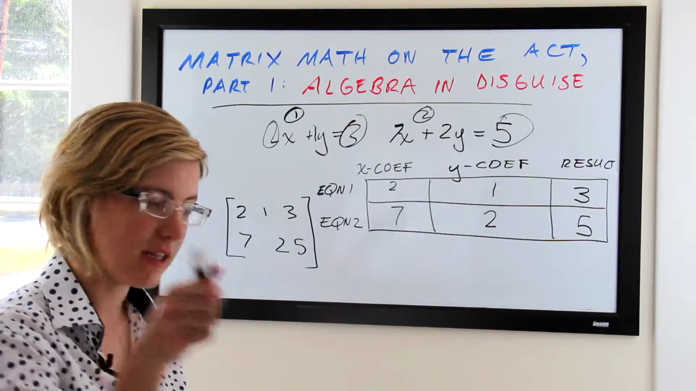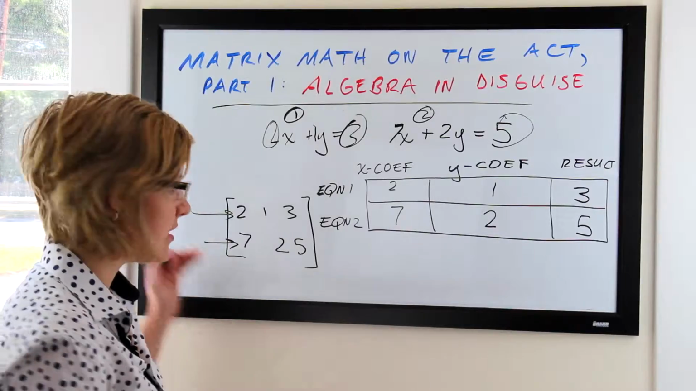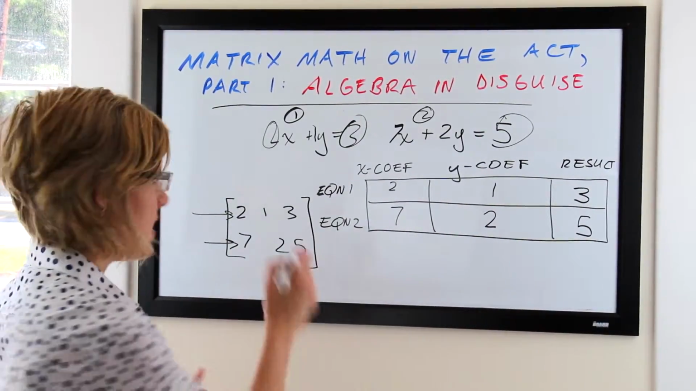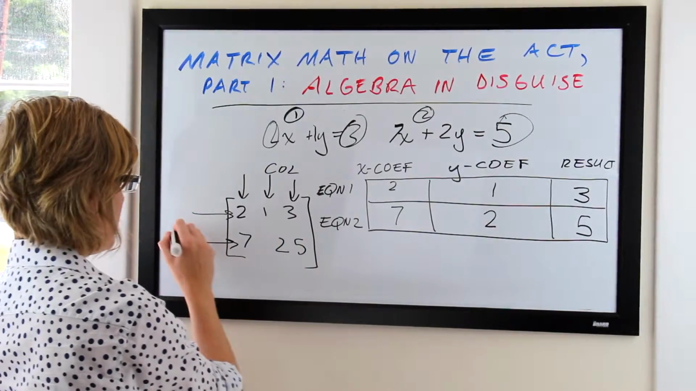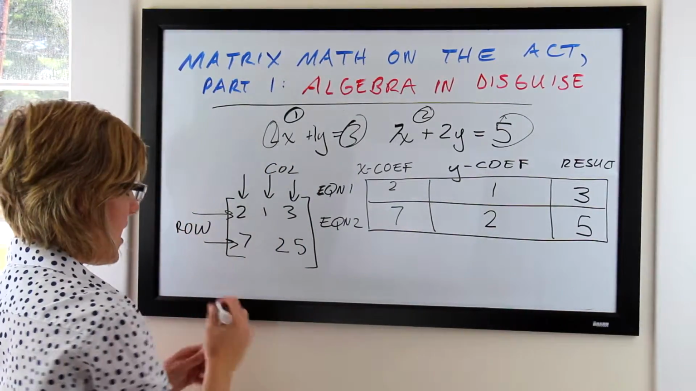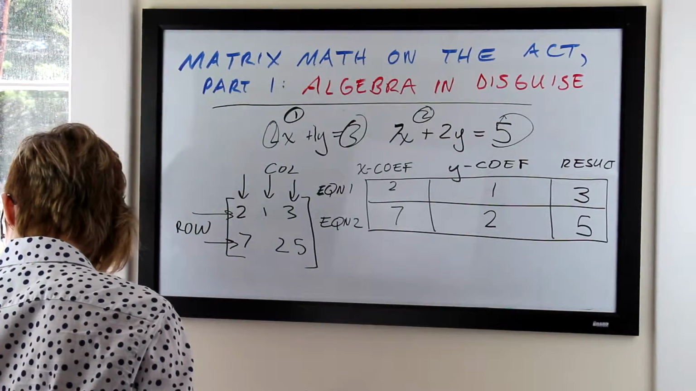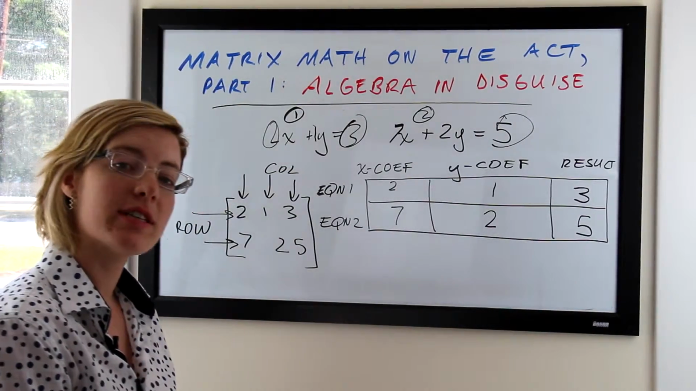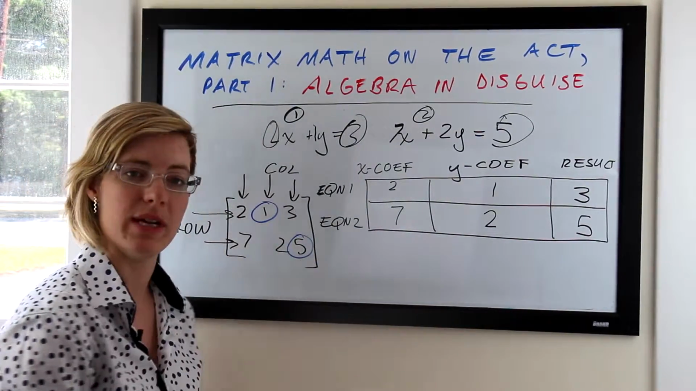So just some terminology. We're going to have a row here and here. These are the horizontal components. This is a column here, here, and here. And one piece or one number in the matrix is called an element. This 1 here is an element, this 5 here is an element, etc.